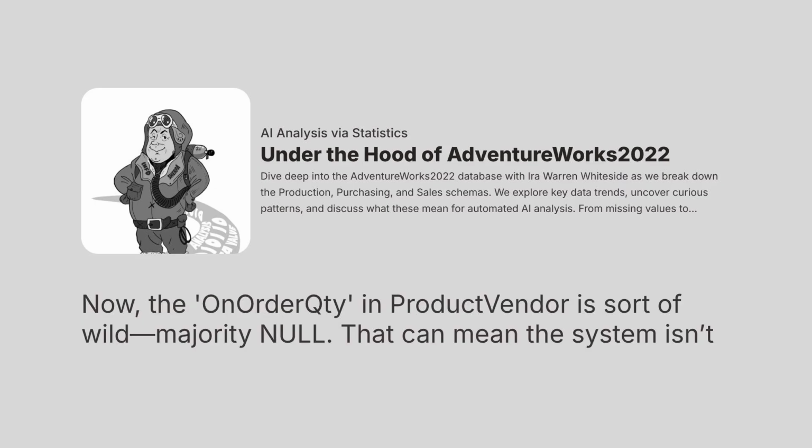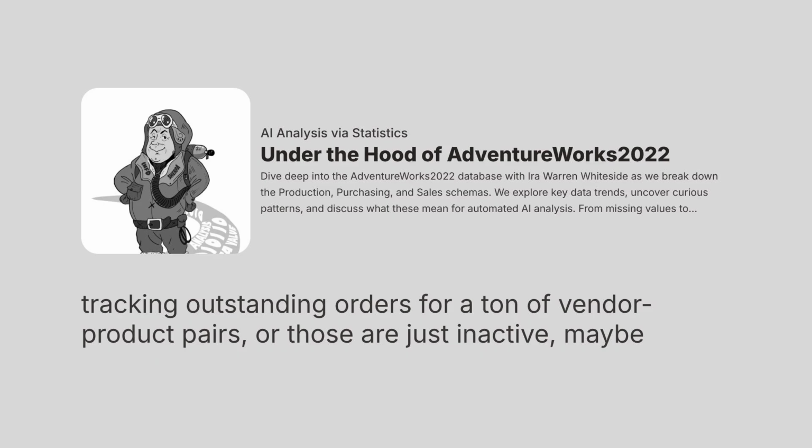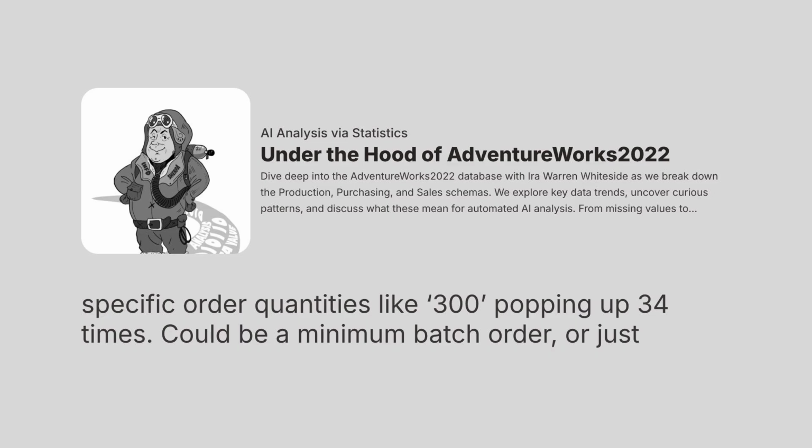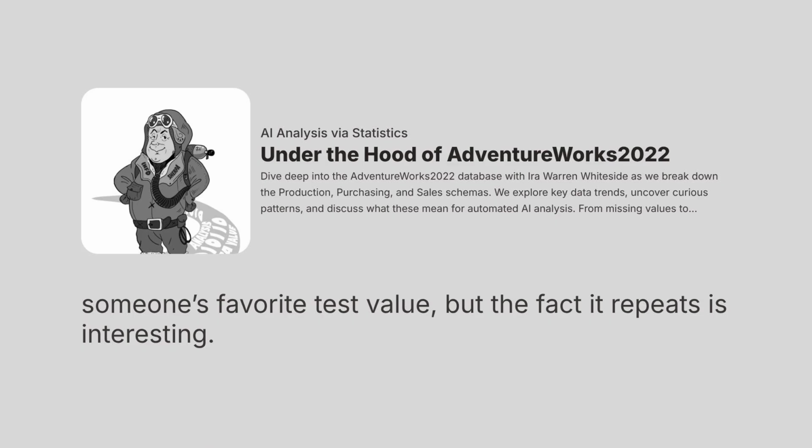Now, the on-order acquired in-product vendor is sort of wild, majority no. That can mean the system isn't tracking outstanding orders for a ton of vendor product pairs, or those are just inactive, maybe decommissioned relationships. On the flip side, when it's not null, you get this repetition of specific order quantities, like 300 popping up 34 times. Could be a minimum batch order, or just someone's favorite test value, but the fact it repeats is interesting.